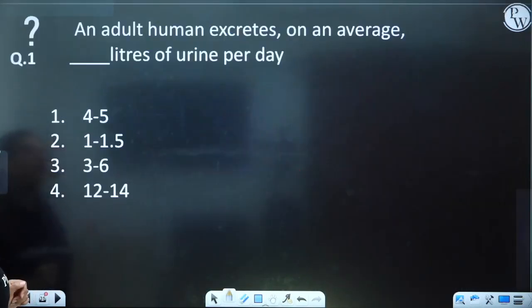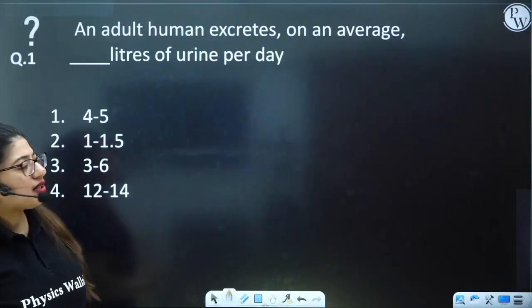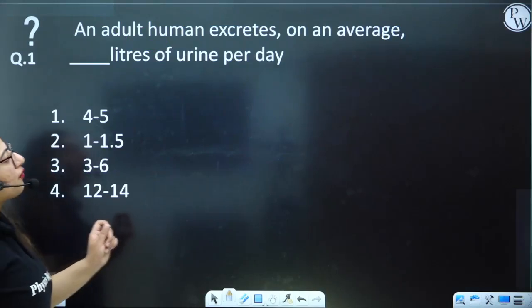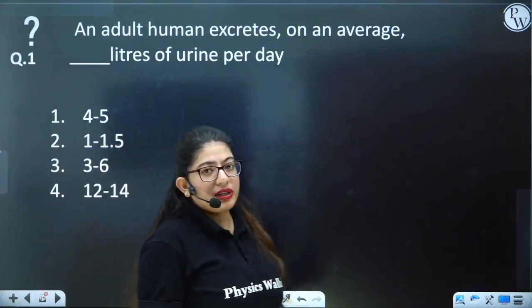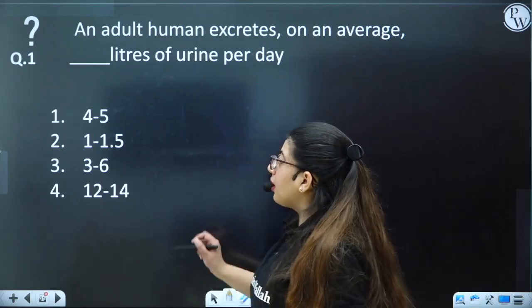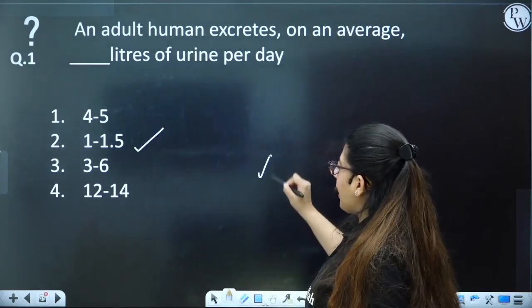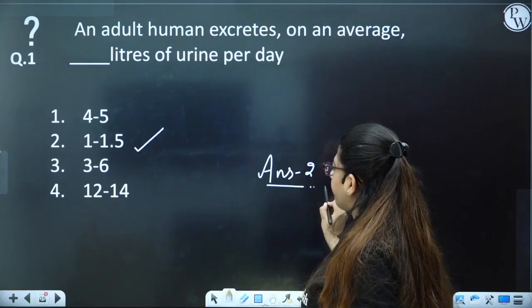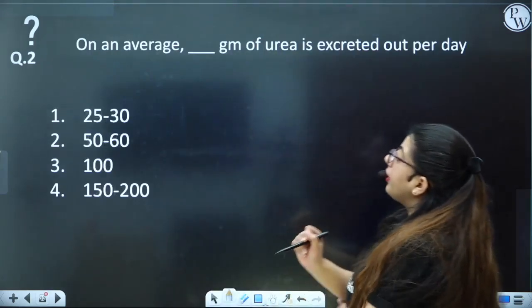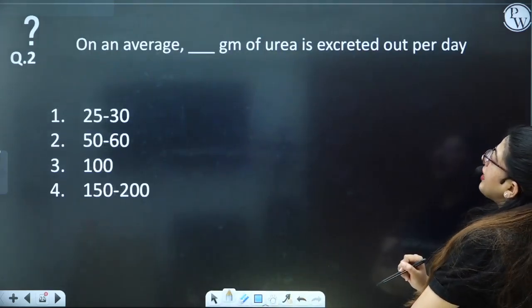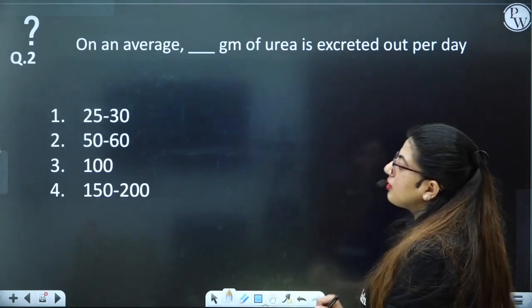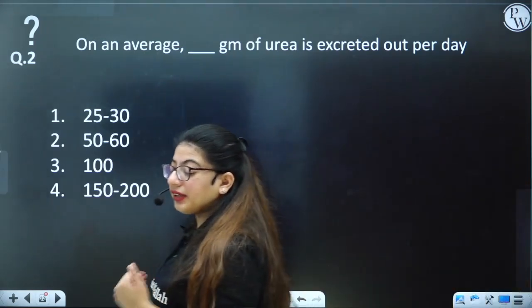Let's do some questions. An adult human excretes on an average dash liters of urine per day. So how much urine is excreted by a person? Around 1 to 1.5 liter, as we have done. So answer is 2. Next. On an average dash gram of urea is excreted out per day. So how much amount of urea is excreted out per day?